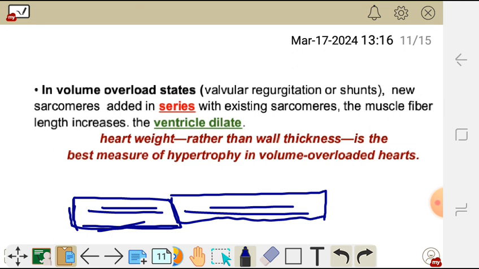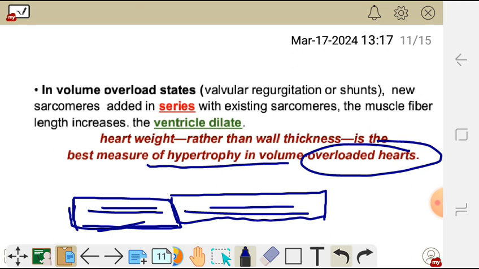Okay, but now for you to confirm that there is something which is going on, you have to measure the heart weight. Because you won't observe any thickness, but if you measure the heart weight, you are going to observe that the heart weight has increased. That's when you are going to know. Okay, so the heart weight is the best measure of hypertrophy in volume overload hearts.